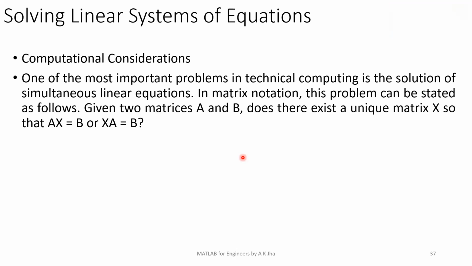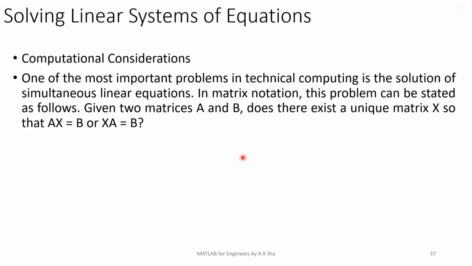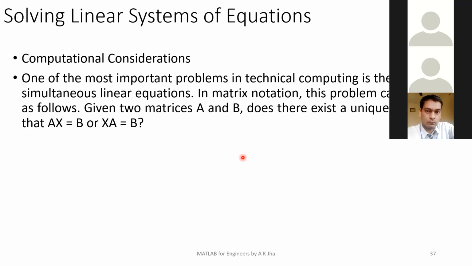The problem can be stated as follows: if you have two matrices A and B, does there exist a unique matrix X, so that if you write this equation Ax equal to B, this is a simple linear equation, or xA is equal to B. If this relation is satisfied, then yes, this is the solution. X is nothing but the solution of that problem. So does the equation have a unique solution?